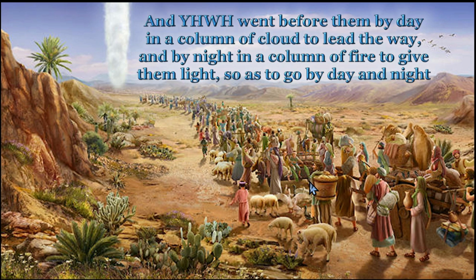The scripture, this is part of our Torah portion, says, "And Yahweh went before them by day in a column of cloud to lead the way, and by night in a column of fire to give them light, so that they go by day and night." The word you see in that first part of the verse, it went, is actually the Hebrew word holek. And holek is a form of the word to walk. So Yahweh walked before them by day in a column of cloud to lead the way. And he walked by night in a column of fire to give them light.